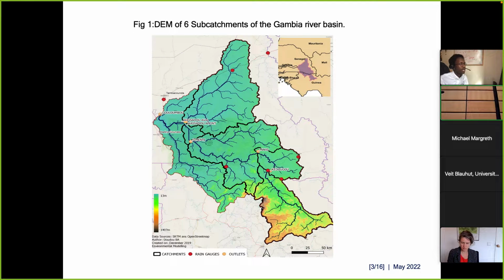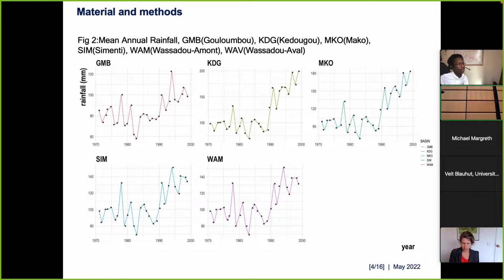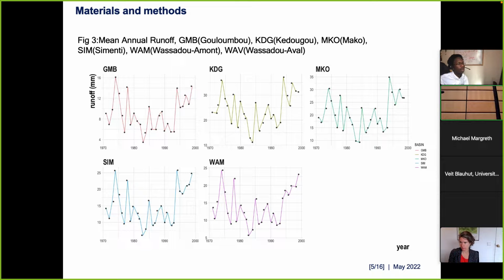Figure 1 depicts the DEM of the 6 subcatchments of our study area. We can see that the Gambia River Basin is located between Senegal, Gambia, the two Guineas, and Mali. The biggest catchment has an area of about 42,000 square kilometers, and the outlet is here at Galumbu. The yellow dots stand for the outlets, and the red dots are the rain gauges. The mean annual rainfall ranges from 80 to about 200 millimeters, and the mean annual runoff ranges from 8 to about 35.